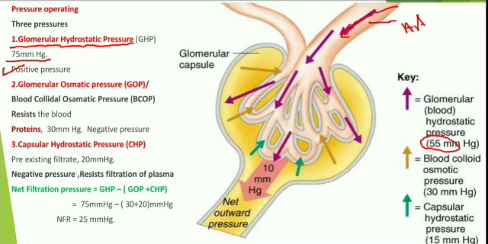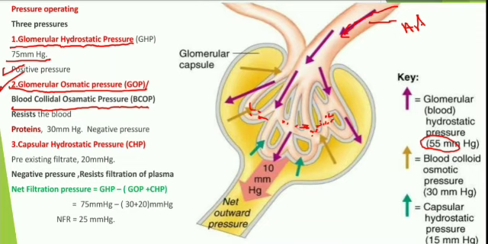Next, the second is glomerulus osmotic pressure. What it means here is that in the glomerulus there are some proteins, and those proteins are nothing but blood proteins. Have you heard about albumin, fibrinogen, globulin? All these proteins resist certain pressure against the blood. We call it glomerulus osmotic pressure. It is also known as blood colloidal osmotic pressure, represented as BCOP.